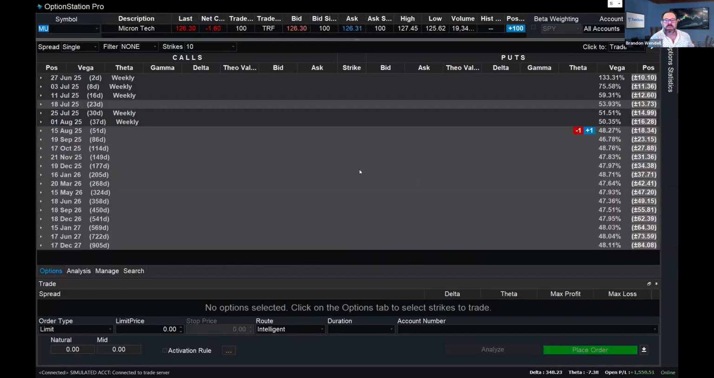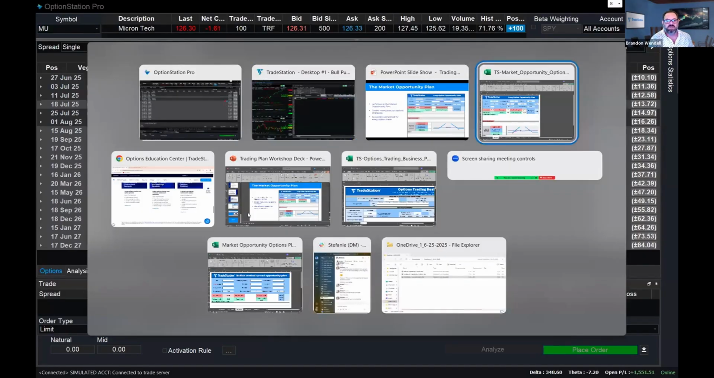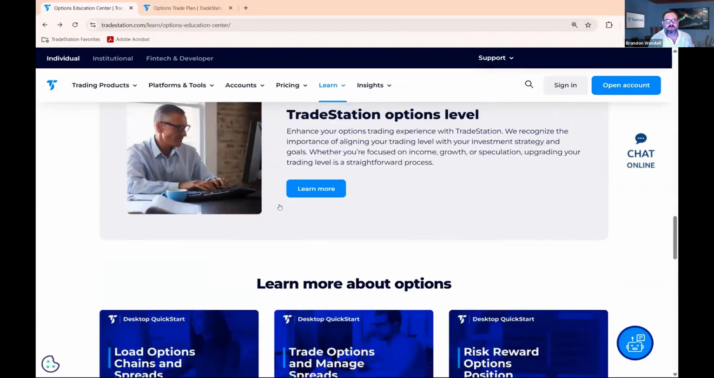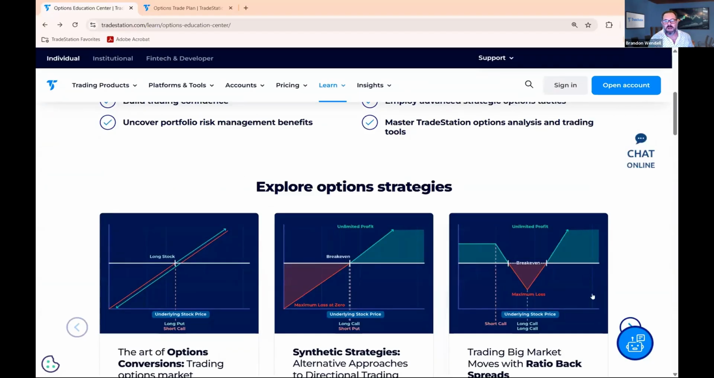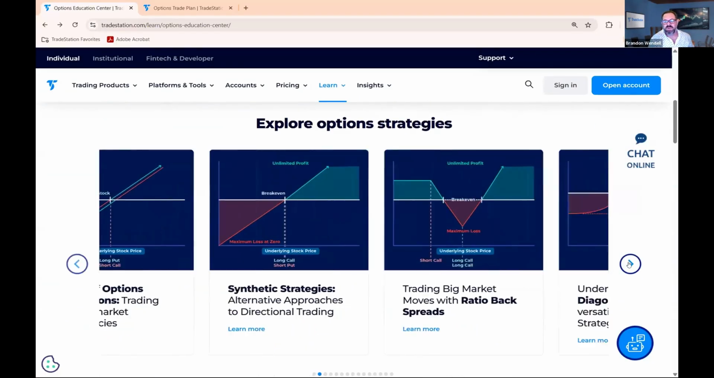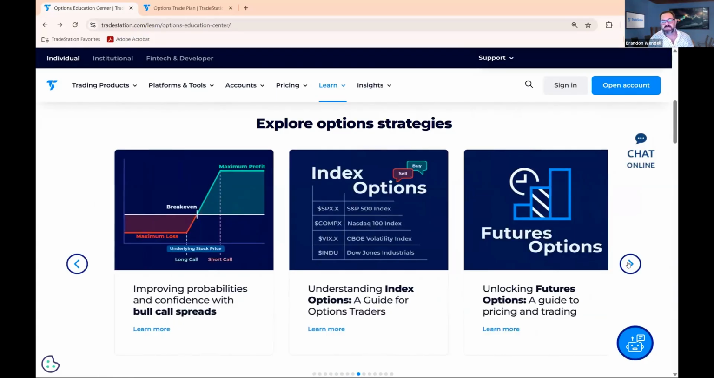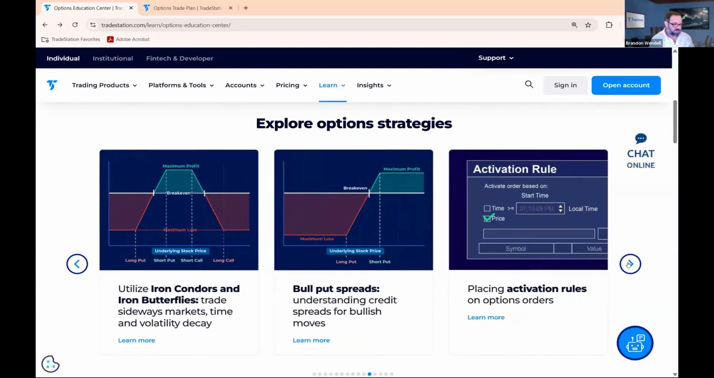The different options scan workspaces are also in the Options Education Center. Each individual strategy on the page, if you go, this is the Options Education Center under Learn and explore option strategies. Each strategy has a workspace that has scans for it as well.